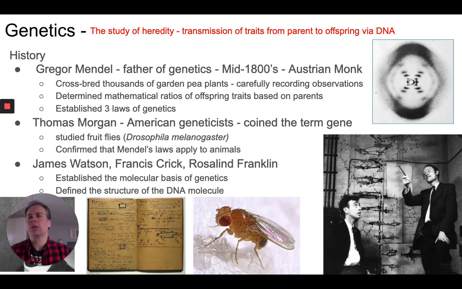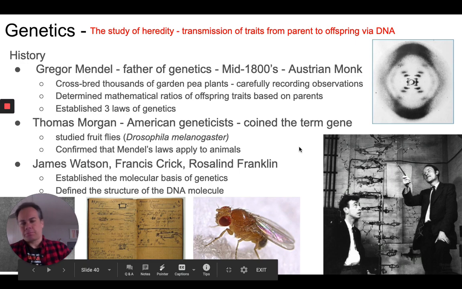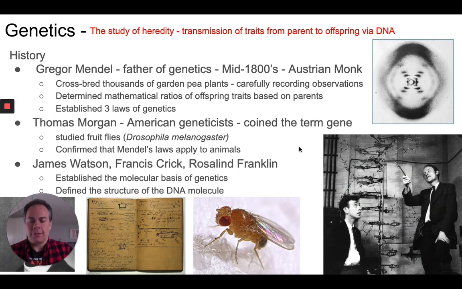One scientist working in the early 20th century was Thomas Morgan. Thomas Morgan was an American geneticist at Columbia University, I believe. He came up with the term gene. He did his work mostly with fruit flies, which you see here at the bottom. This is a fruit fly, Drosophila melanogaster, and they are a commonly used organism in genetic research.